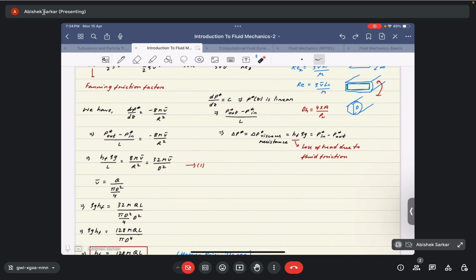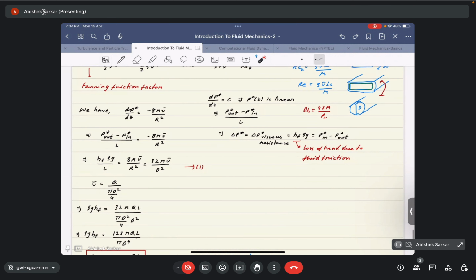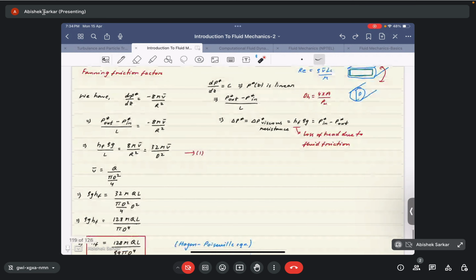So if we substitute this here, we can write hf into rho g by L equal to 8 mu v bar by R square, or 32 mu v bar by capital D square. Just substitute R by D by 2, so we will get hf rho g by L is equal to 32 mu v bar by D square. Now we know that v bar is Q by (pi D square by 4), because we wrote that Q would be equal to average velocity into the area. So v bar is volume flow rate by area.